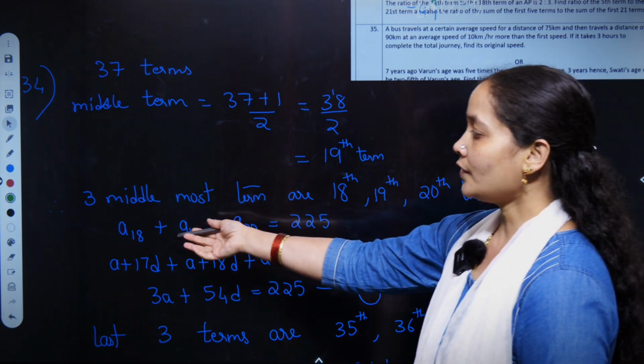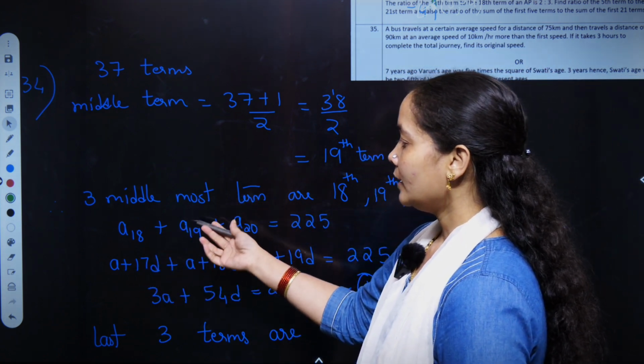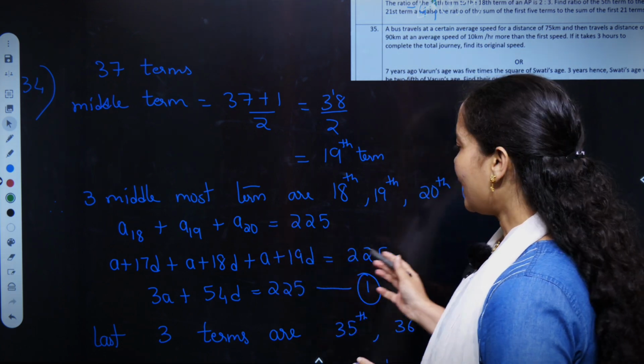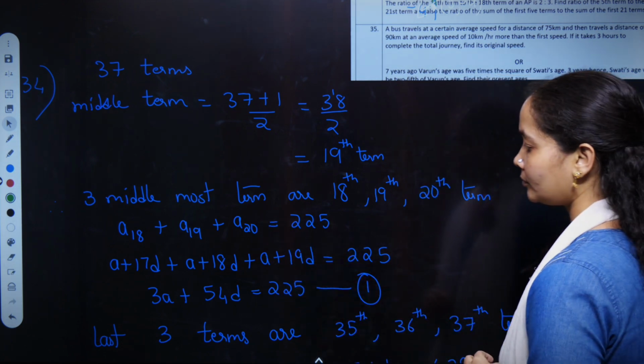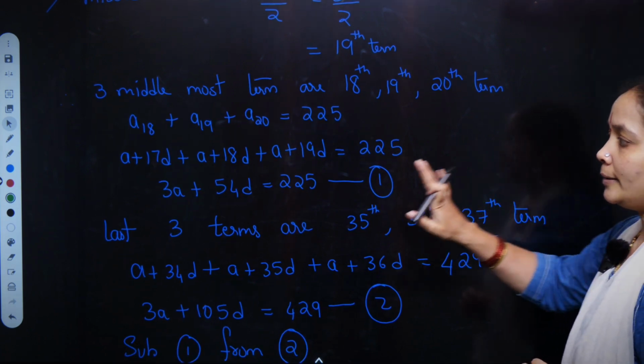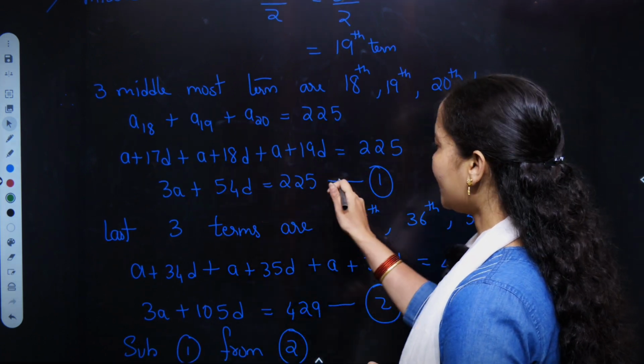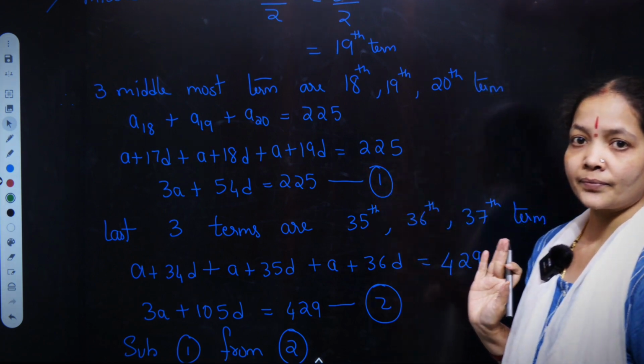The elaboration of A18 is A plus 17D, A19 is A plus 18D, A20 is A plus 19D, and the sum is 225. Taking A common, A plus A plus A is 3A, plus 54D is 225. Therefore, I consider this as my equation 1.